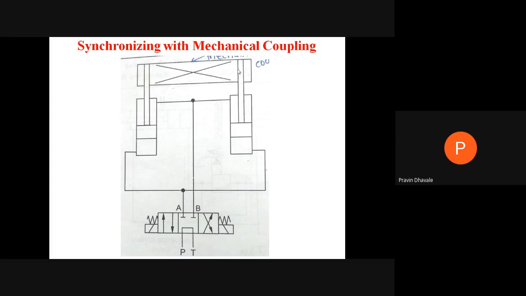When the diagram is over, reply please. Is it over? Yes, sir.